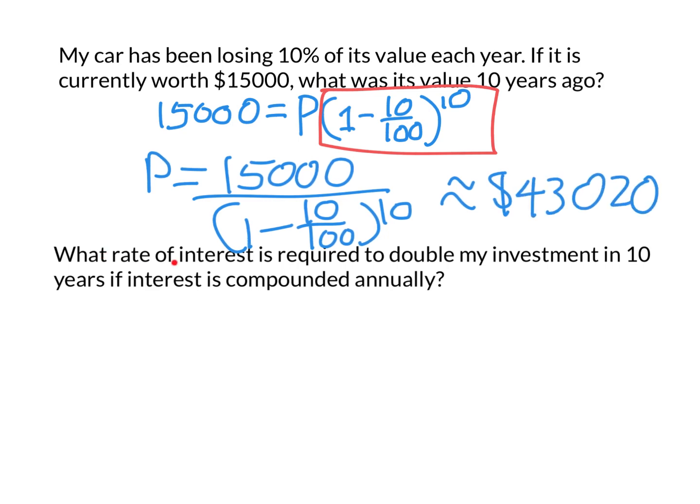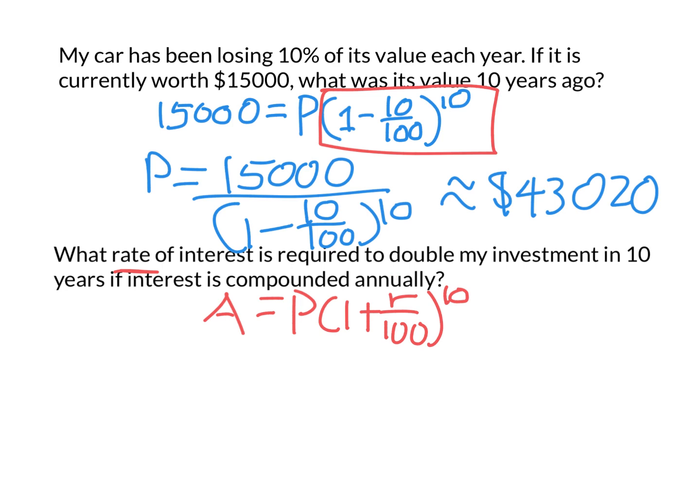All right, what rate of interest is required to double my investment in 10 years if interest is compounded annually? So let's again look at our formula, A equals P(1 + R/100) to the power of N. In this case, we are being asked to find R, because we're looking for the rate of interest. Now we know here that N is 10, so let's just substitute for 10. We don't need to change N here because it's compounded annually.